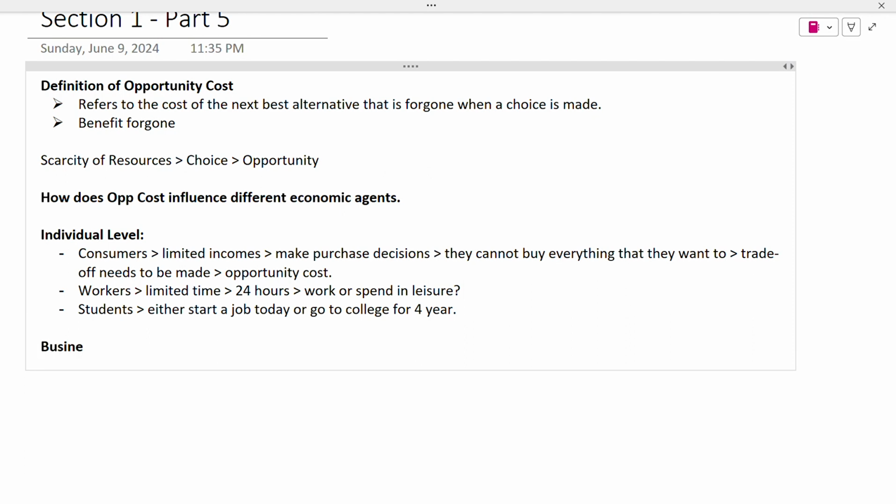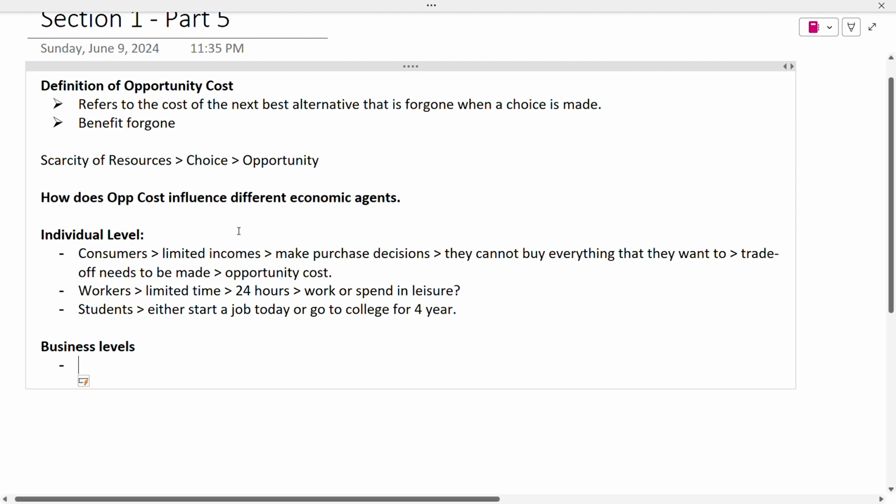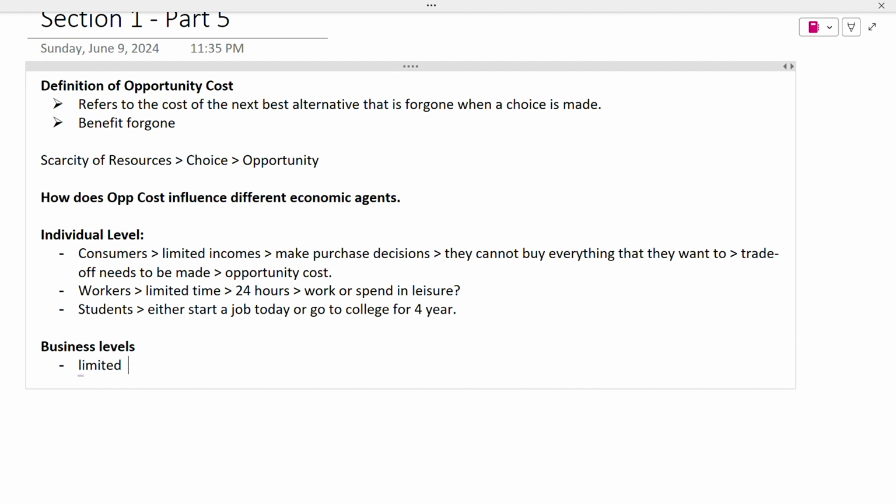Further on, let's talk about how opportunity cost impacts economic agents at a business level. We talked about how a business has a limited amount of factors of production available, right? So a business cannot produce everything that it wants to. That would mean they need to decide, for example, between producing cars or producing bikes, but they cannot do both at the same time. So businesses have to choose which good they need to produce.